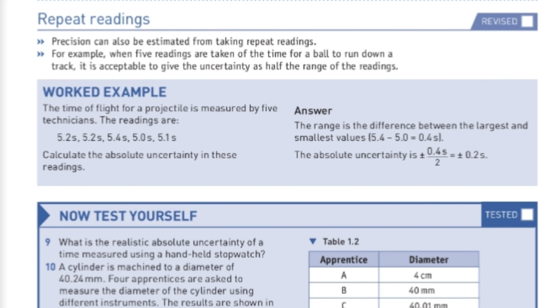Answer. The range is the difference between the largest and the smallest values. 5.4 minus 5.0 is equal to 0.4 seconds. The absolute uncertainty is ±0.4 seconds multiplied by half, which equals ±0.2 seconds.